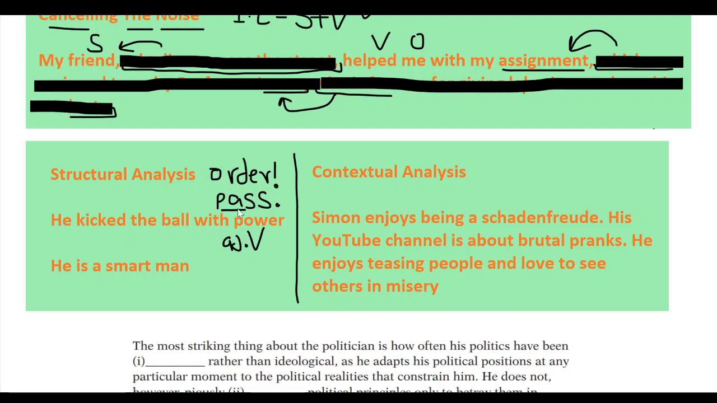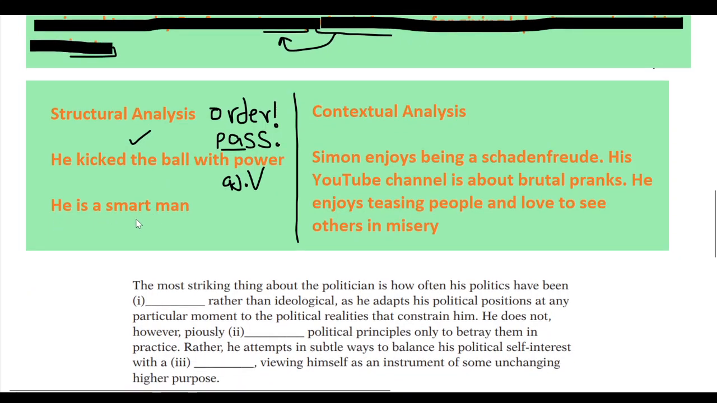I can say passionately he kicked the ball. I can also say he kicked the ball passionately. I can also say he passionately kicked the ball. All of these different arrangements are going to make sense. However, when you look at it here, he is a smart man.